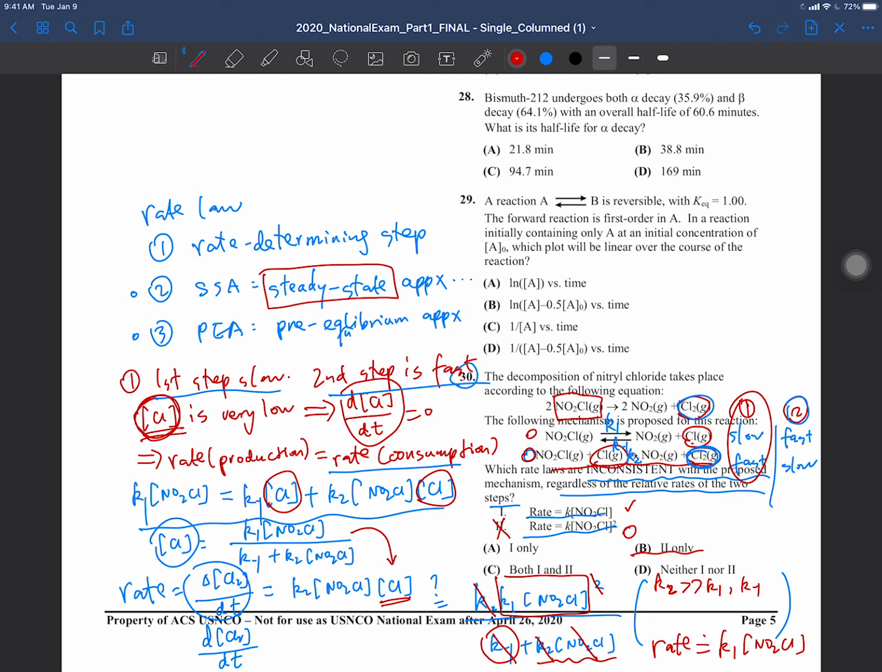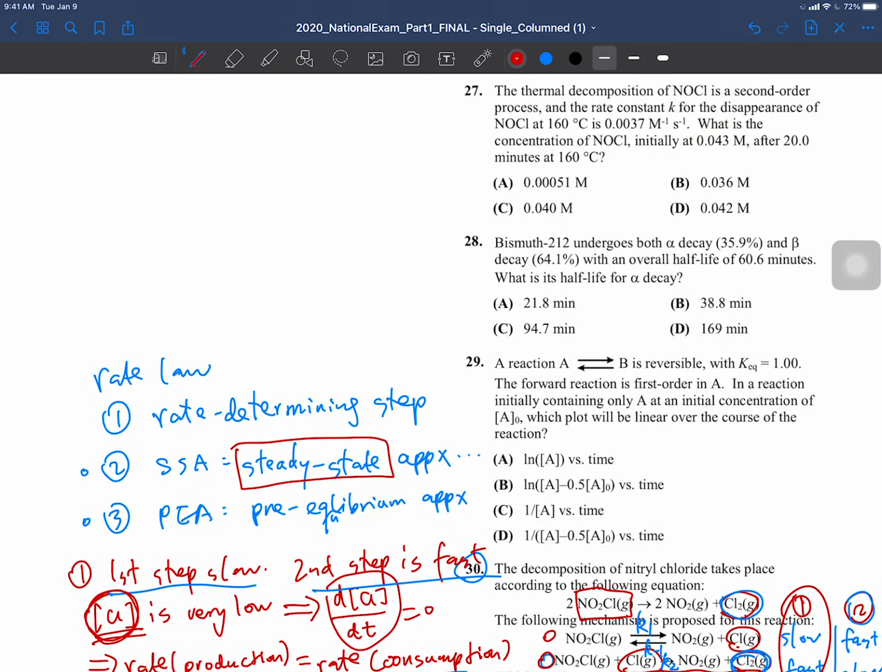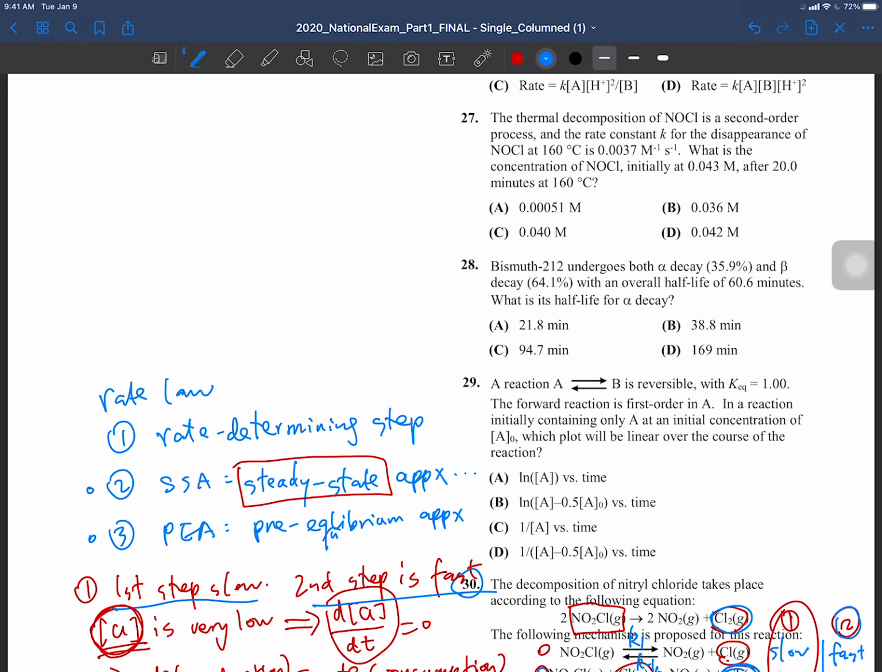Okay, so the next question is 28. Number 28. Oh, okay. This question is very interesting. I like this question actually. It's a combination of a little bit advanced math and also the understanding of the kinetics.